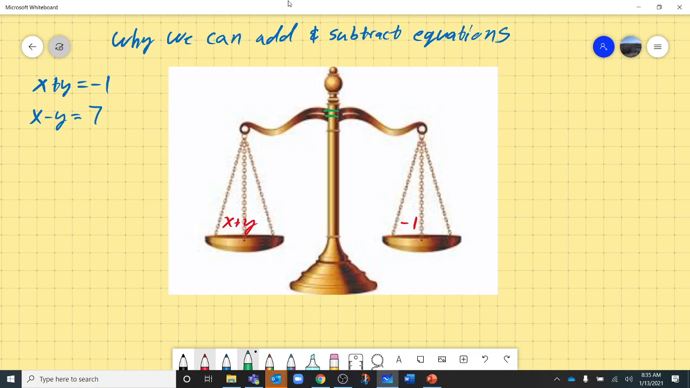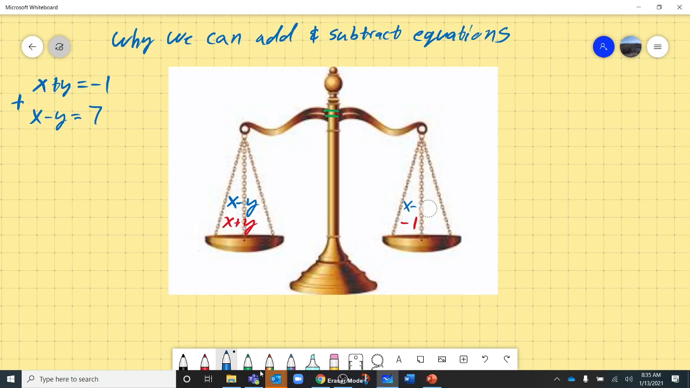We saw with our method using elimination, if I add those two equations, if I add x minus y equals 7, that would be the same thing as adding x minus y to this side. And I'm adding x minus y to this side as well. But instead of putting x minus y on that side, I'm actually just going to add what it's equal to, because it's equal to 7.